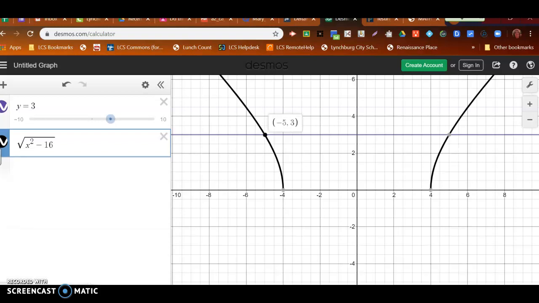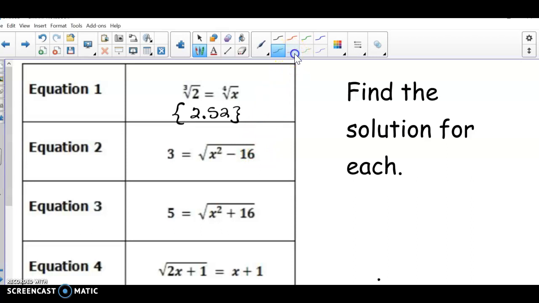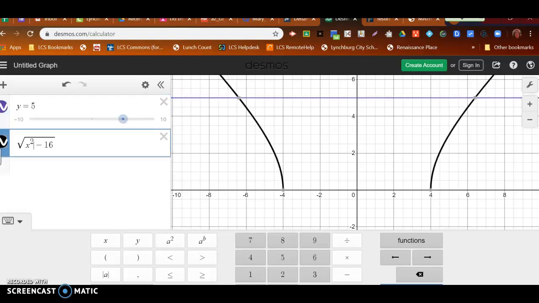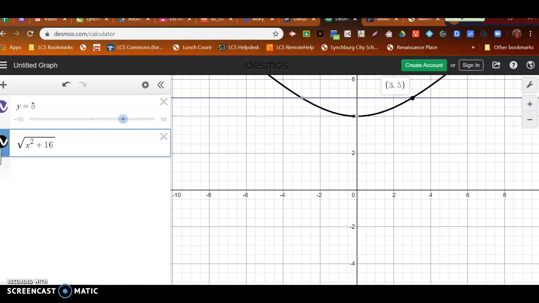And notice this one, it crosses at 2 different places. One's at +5, one's at -5. So when we write our solution for this one, we would have our solution set of -5 and +5. We have 2 answers for that one. Okay. The next one, again, we have to set it equal to the number first. So we have to say y equals 5. And here, all we have to do is change this to a plus sign, so that makes it fairly easy. Again, we've got 2 answers, -3 and +3.